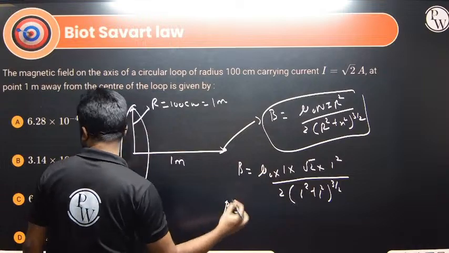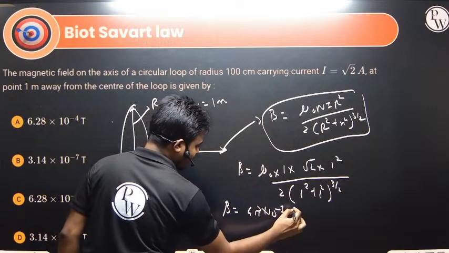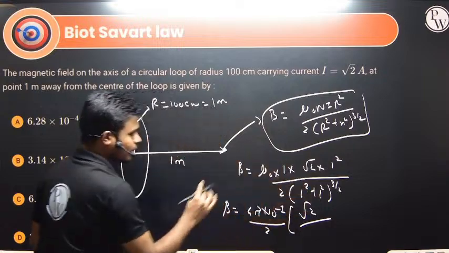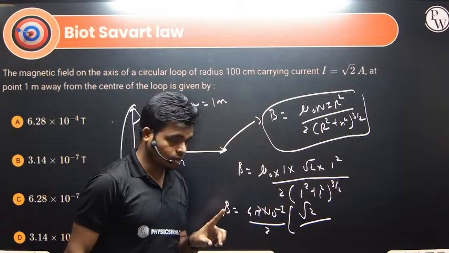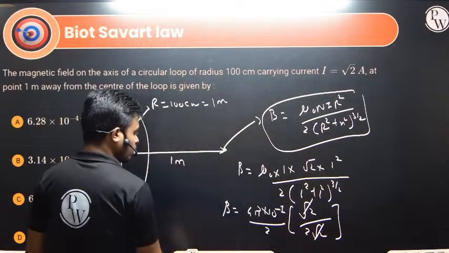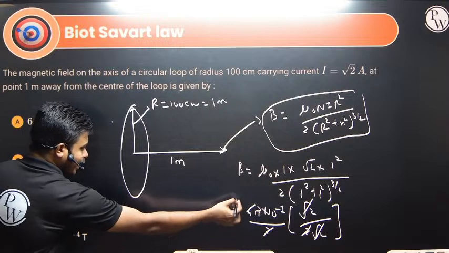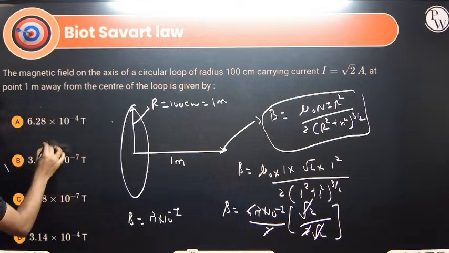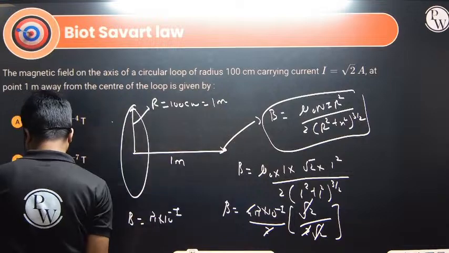So the magnetic field that we are getting, in terms of mu naught, you write as 4 pi into 10 to the power minus 7 into root 2 divided by 2 into (R square plus X square), that is 1 plus 1, 2, to the power 3 by 2, which is 2 root 2. Okay, 2 root 2. So this root 2 gets cancelled over here, and this also gets cancelled. So the magnetic field B is equal to pi into 10 to the power minus 7. What is the pi value? 3.14 into 10 to the power minus 7. Okay, this is the magnetic field because of this circular current coil on the axial line.